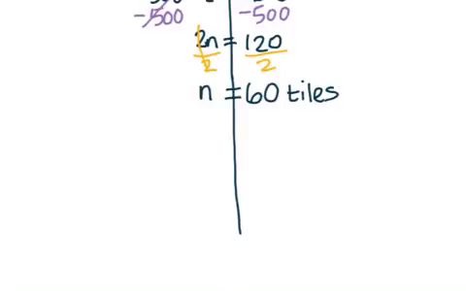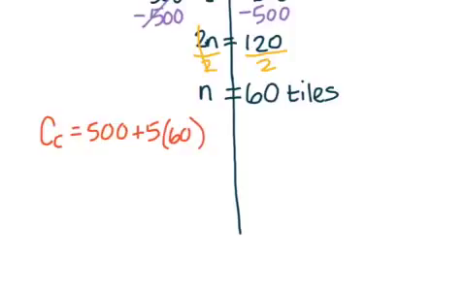So our first equation was that the cost of Cover and Surround It was equal to 500 plus 5 times our number of tiles, which we just found out was 60. So I'll say times 60. And so when I calculate that, 500 plus 5 times 60, I get the cost for Cover and Surround It, if I were to purchase 60 tiles, would be $800.